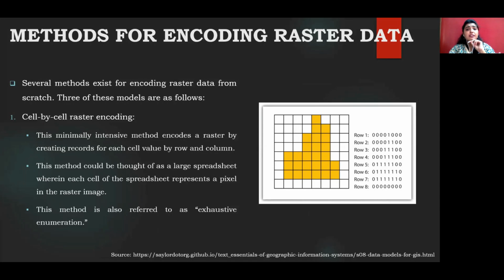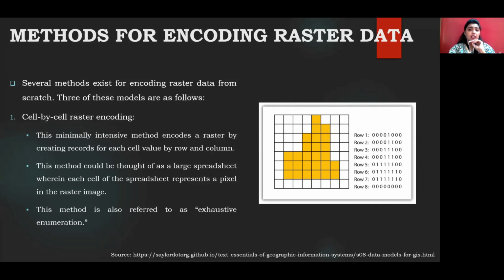The methods for encoding the raster data sets: there are several methods for encoding, but commonly used, there are three methods. The first method is cell by cell raster encoding. This is a minimally intensive method that encodes a raster by creating records for each cell value by row and column.